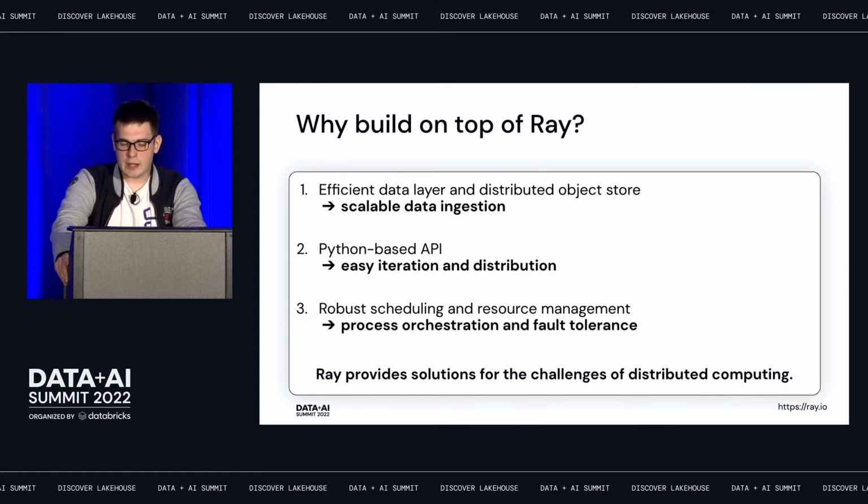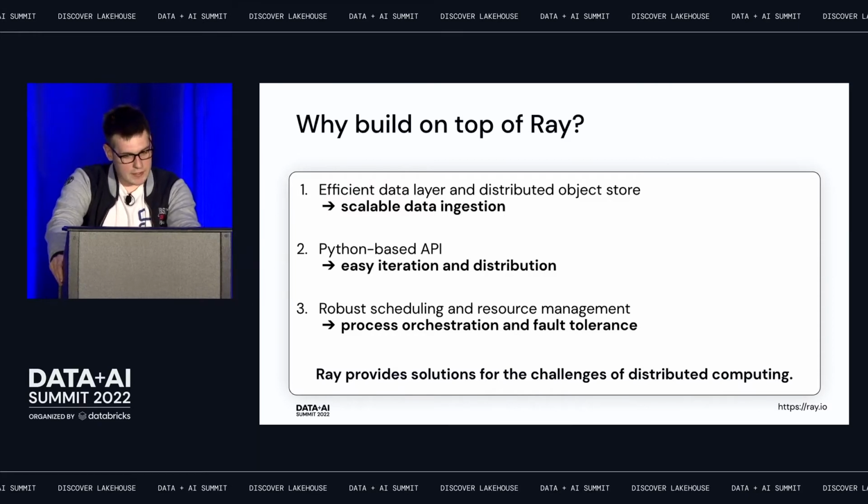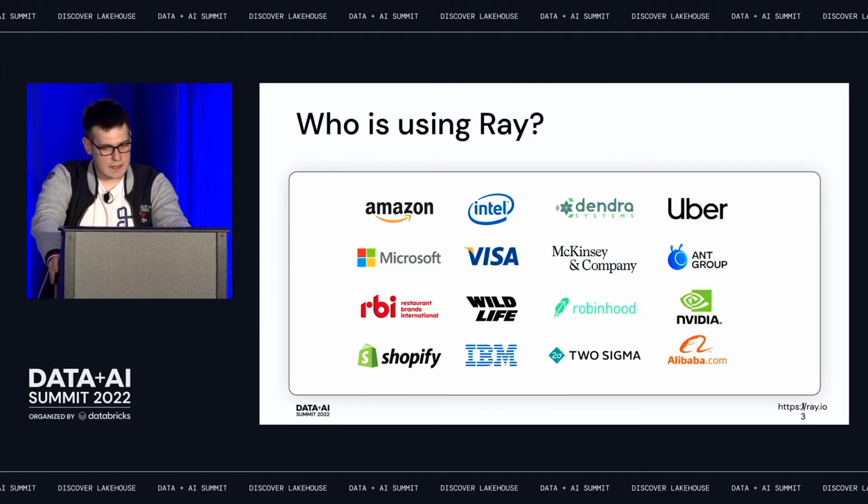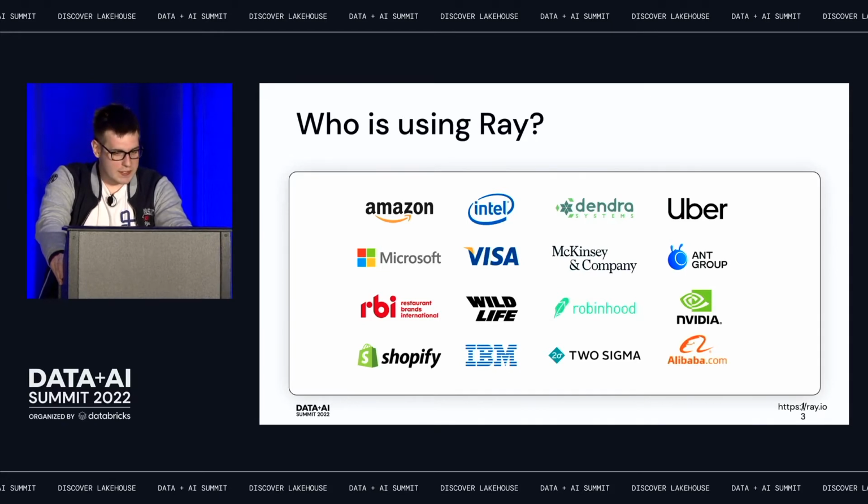And finally, Ray provides robust scheduling and resource management through Ray Core and Ray Autoscaler, which means that the hardships of process orchestration and fault tolerance are abstracted from us. So in short, Ray provides solutions for the challenges of distributed computing. There are many companies and users using Ray. I will not go into detail about their use cases, but if you are interested, please visit ray.io to learn about their journeys with Ray.